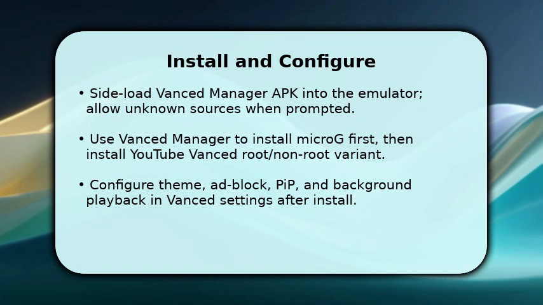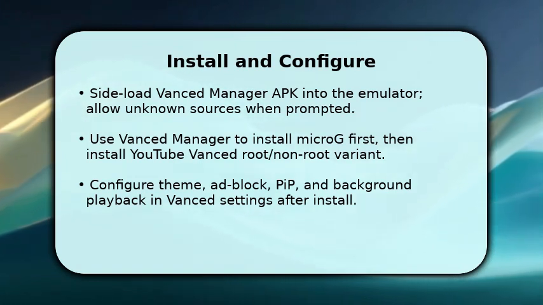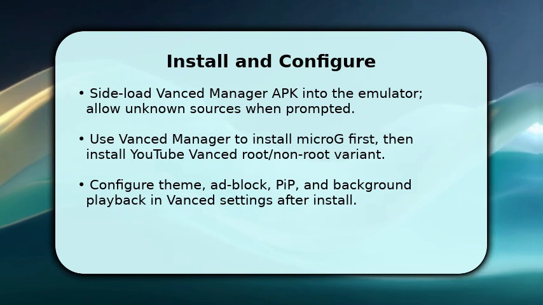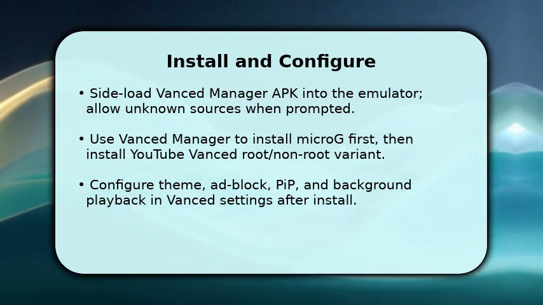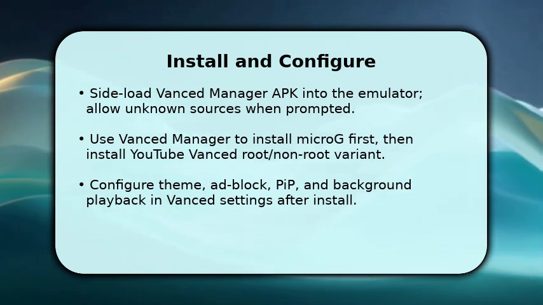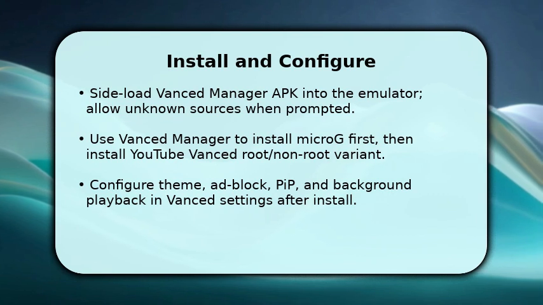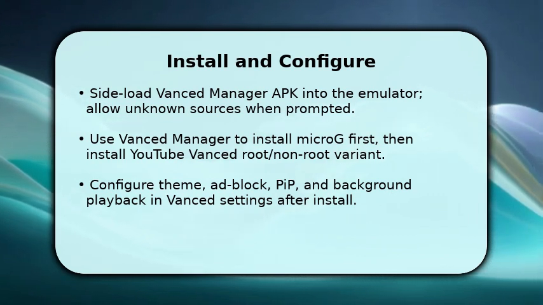You now perform the core install steps inside the emulator. First, enable unknown sources and sideload Vanced Manager, then use it to install micro-G before attempting YouTube Vanced. Installing micro-G ensures account sign-in and notifications work. After that, choose the non-root or root build depending on your emulator and install YouTube Vanced.